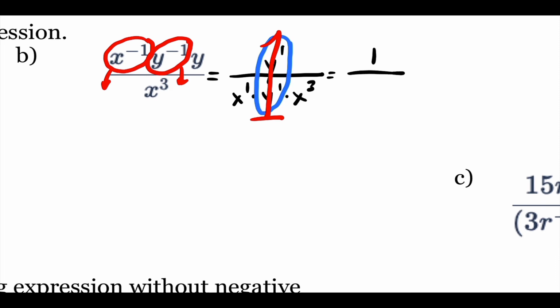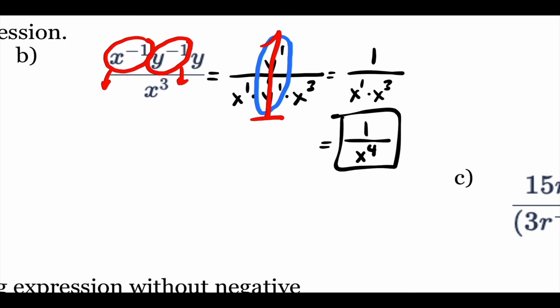Now I have a 1 on top, and I have x to the first, x to the third. Combine, and what do we get? 1 over x to the fourth. Yep. This time we need the 1. If the 1's on top, we need it. If the 1's on bottom, we don't need it. Okay.